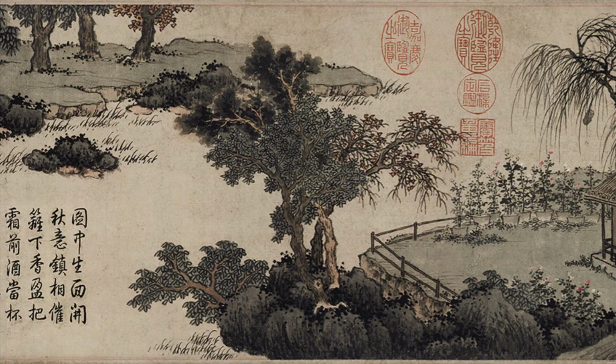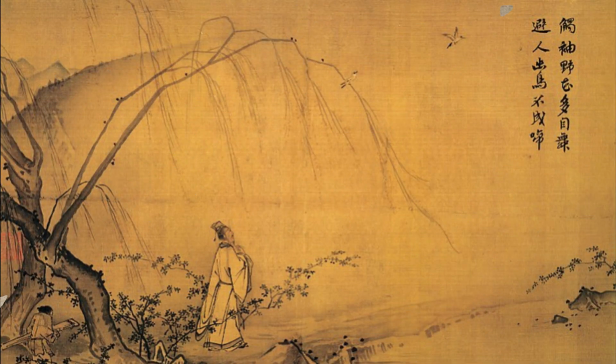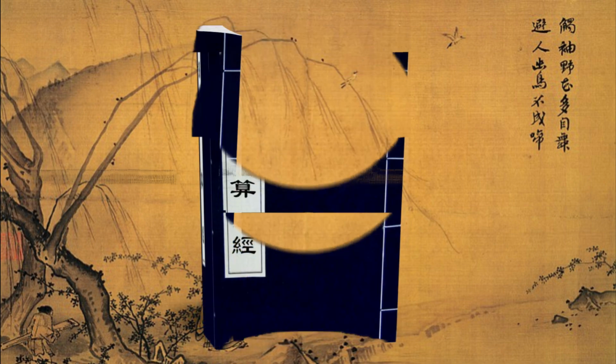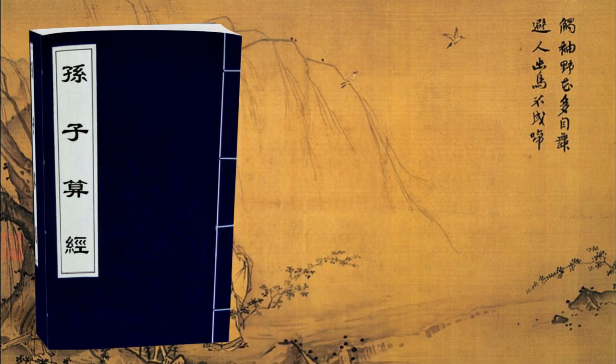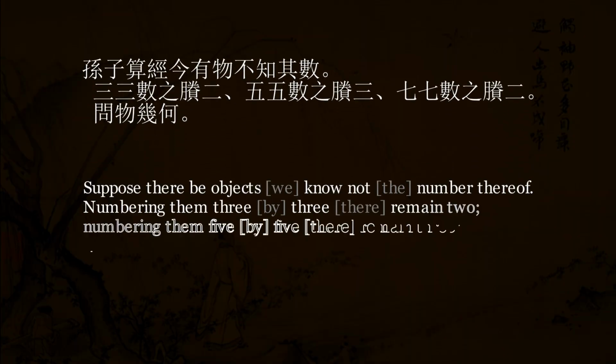Around the 5th century, a mathematician by the name of Sun Tzu wrote a mathematical treatise called Sunzi Suanjing, which is basically the first occurrence of the infamous Chinese Remainder Theorem. In the text, the following problem was stated, which translates to the following.